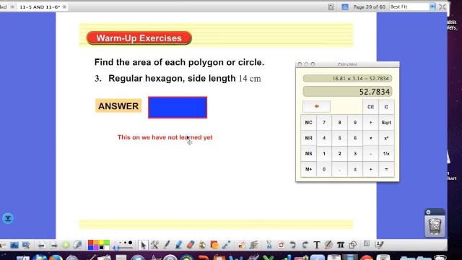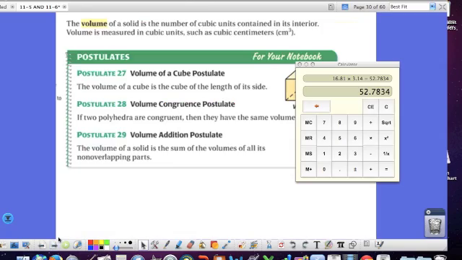We have not yet learned how to find the area of a regular hexagon. We're going to come back to that. That's at lessons at the beginning of the chapter, and we're doing this chapter a little bit out of order, so we will come back to this problem in a few days.